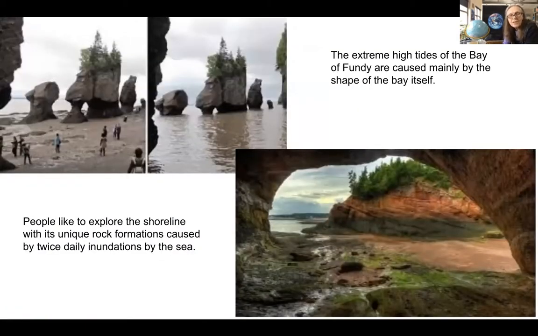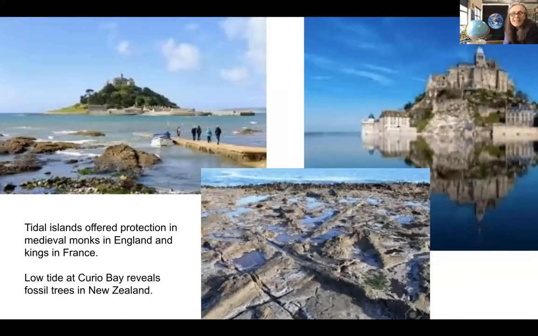So these extreme high tides in the Bay of Fundy are caused mainly by the shape of the bay itself. Okay? So it causes it to be extremely high. And people go down there as tourists to walk around when the water goes out. You have to be careful to get back up higher when the tide comes back in.